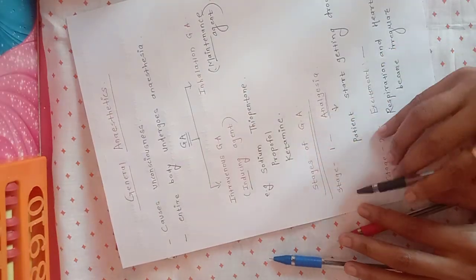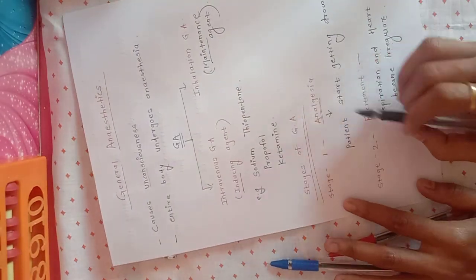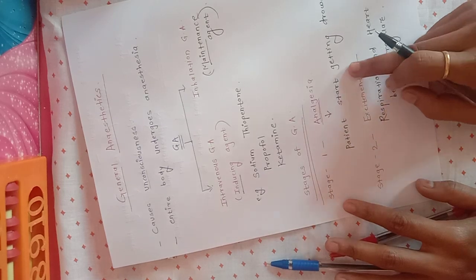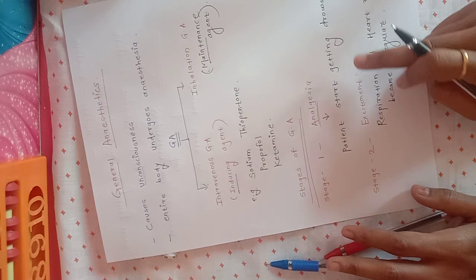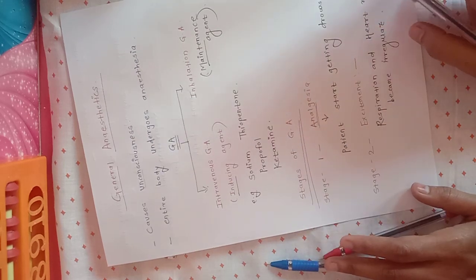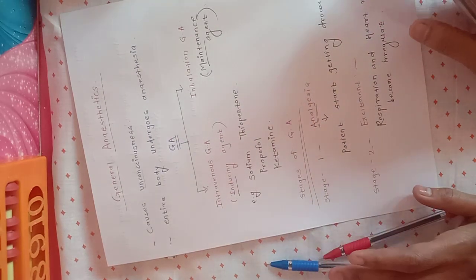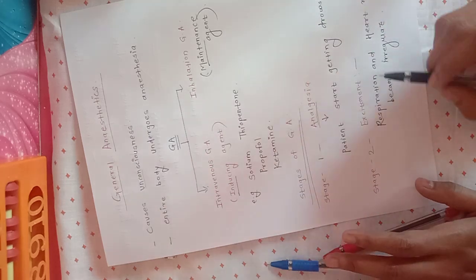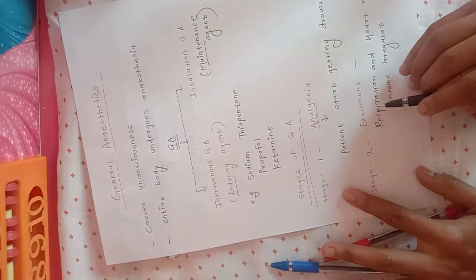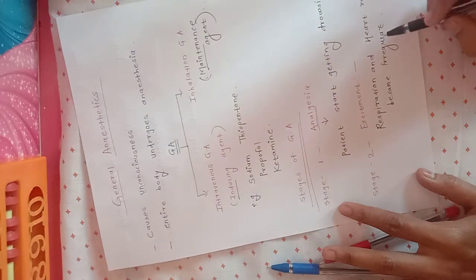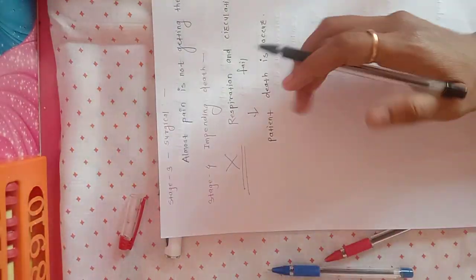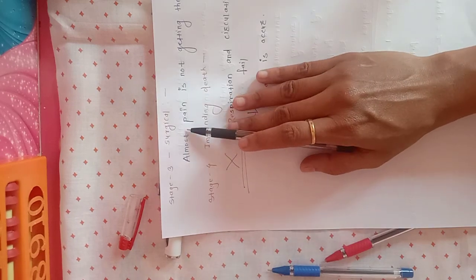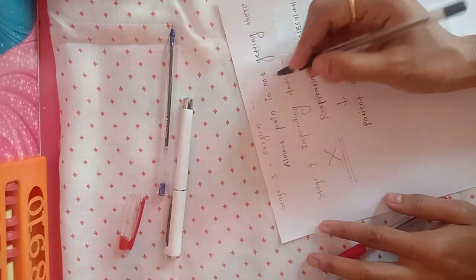So once again I repeat here, stages of general anesthesia. Stage number 1, analgesia. The patient starts getting drowsiness, that is, the patient produces calmness. Stage number 2, excitement, in which the respiration and heart rate become irregular. And the third one is the surgical stage. In this stage we do the major operation.